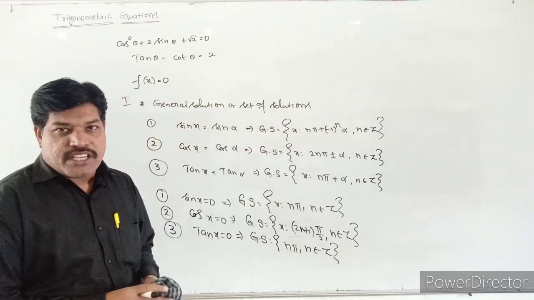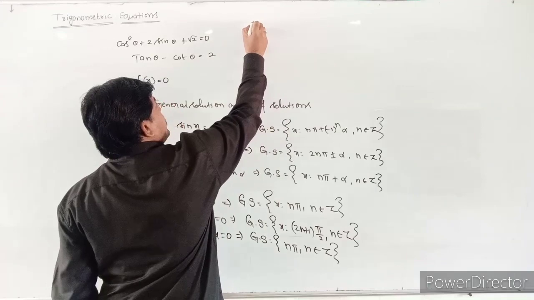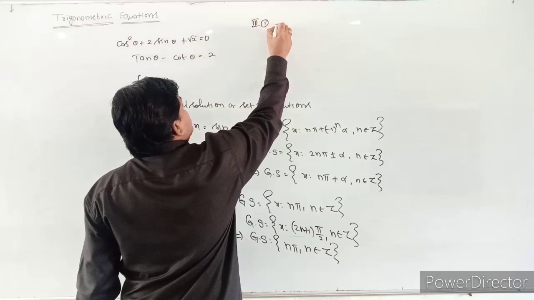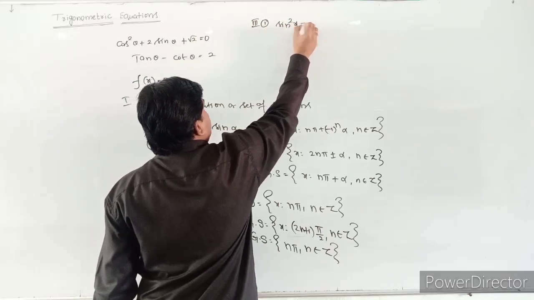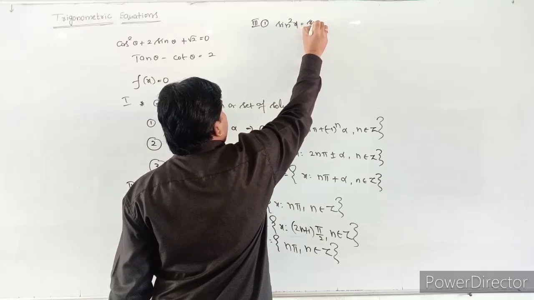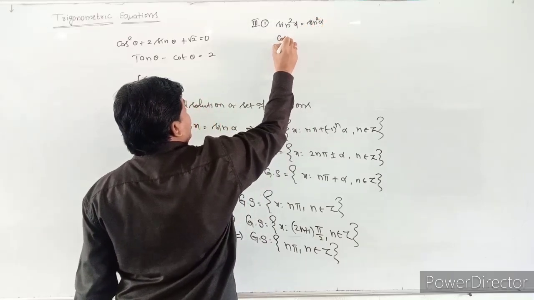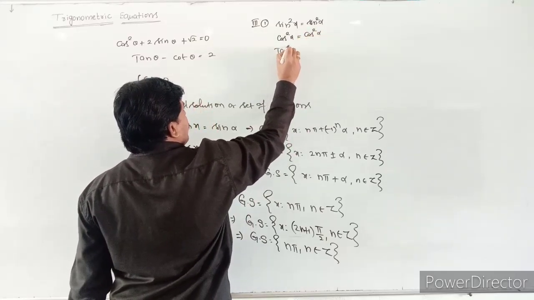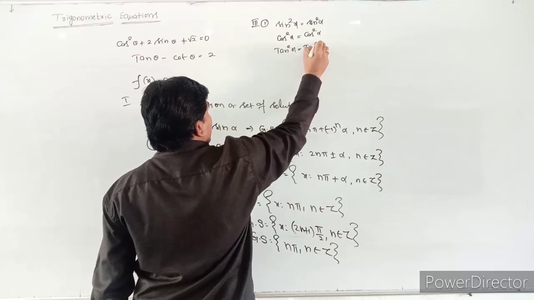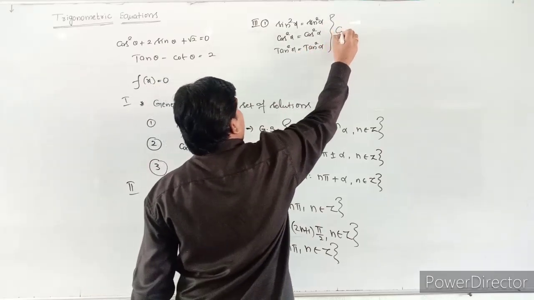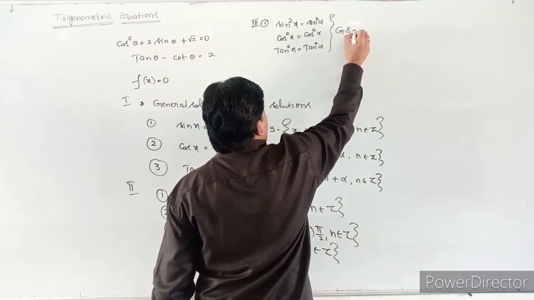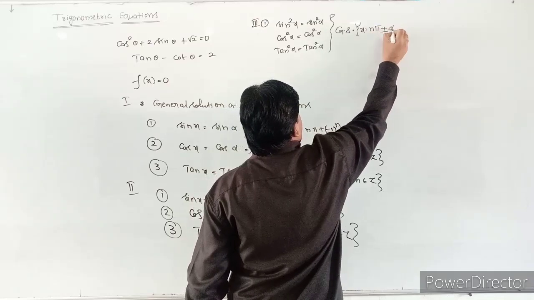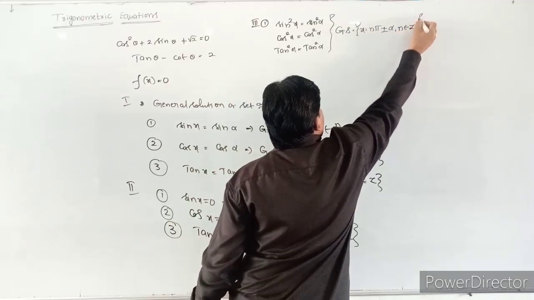And also similarly you can see this one. Sin² x is equal to sin² α, cos² x is equal to cos² α, and tan² x is equal to tan² α. Then the general solution is x such that x = nπ ± α, n belongs to Z.